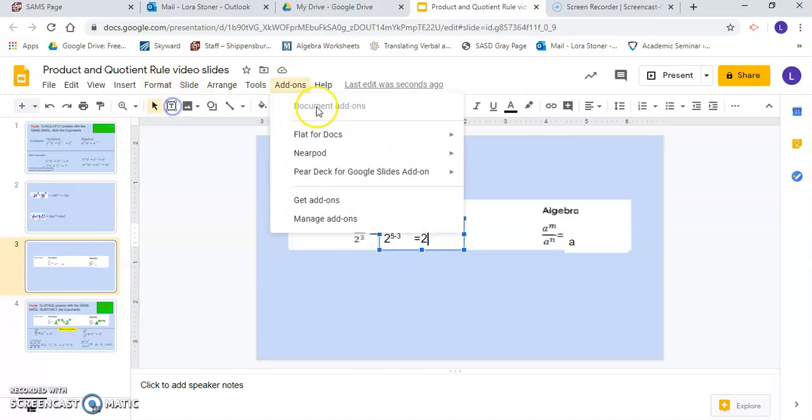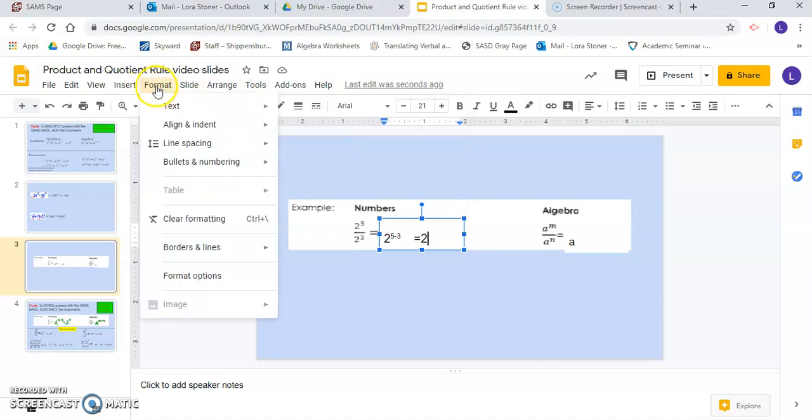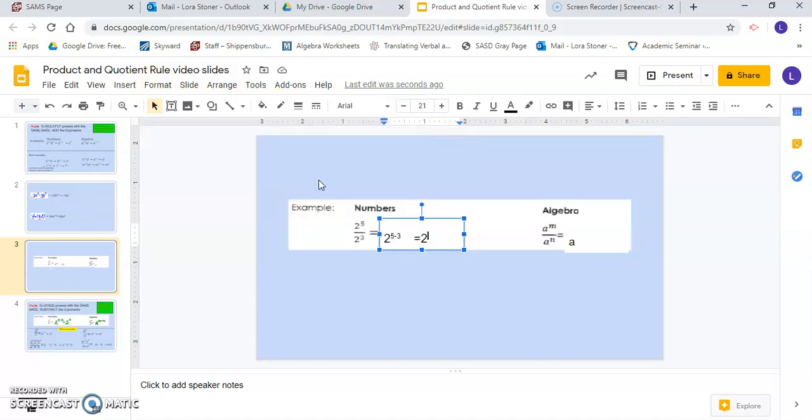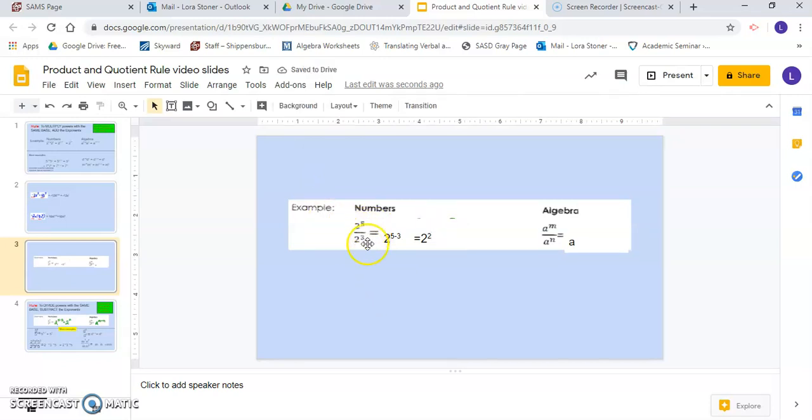a power of 2. So how did I get my answer? I said 5 minus 3, which was right here, kept my base of 2, bring my base of 2 over, subtract 5 minus 3, and I get the power of 2. Alright, so that problem is completed.